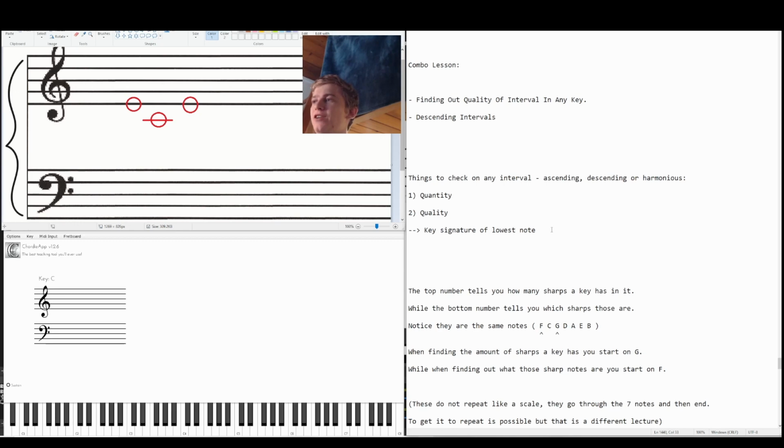Okay, next I have a combination lesson, which is combining a review of descending intervals as well as finding out the quality of an interval in any key now instead of just C major. Some things to check for on any interval, whether it's ascending, descending, or played harmonically, would be first the quantity, the number, and then second the quality, and you'd find the quality by looking at the key signature of the lowest note.